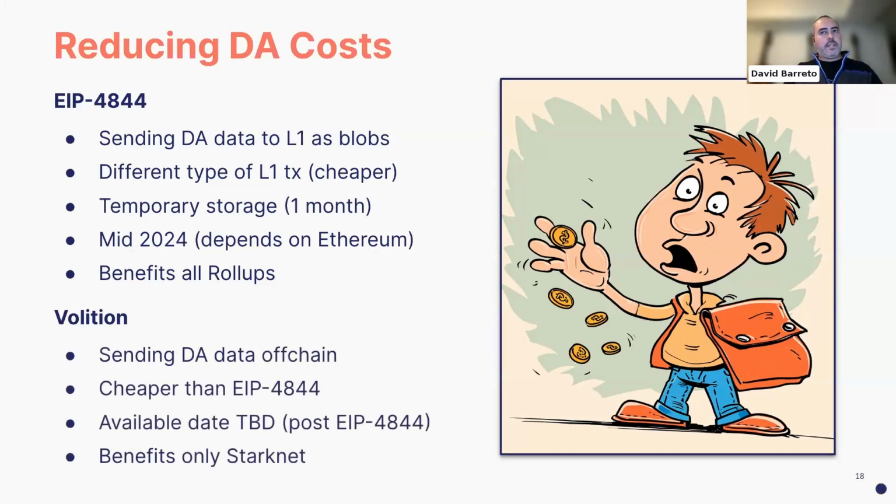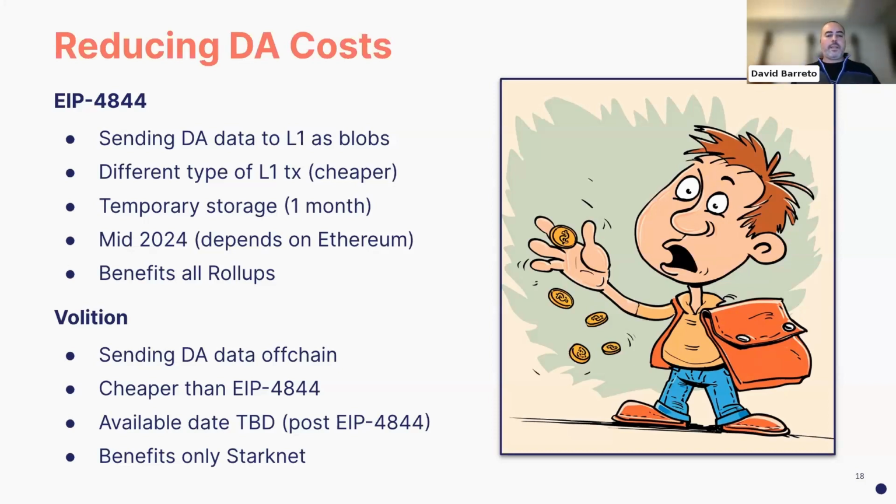Now, Volition is different. The idea is that you can choose where to store the data for liveness. You can say, okay, I want this posted to Ethereum, or I want it to be posted off-chain. And off-chain could mean a data availability committee, or a system like Celestia or EigenDA or whatever. So you have the option of either Ethereum or something else, and you pay a different fee based on which option you select.